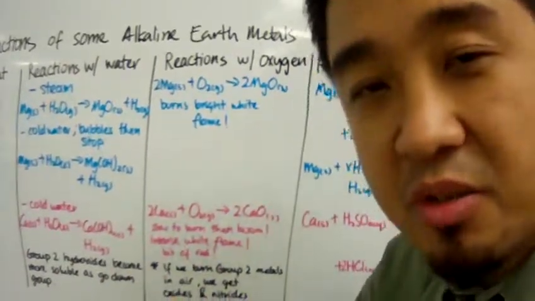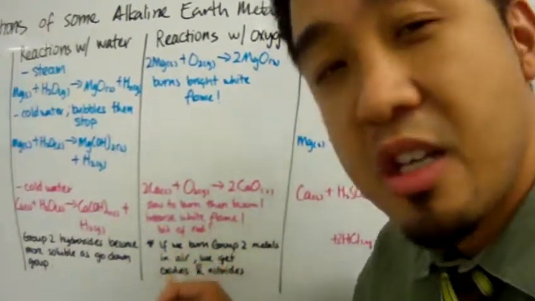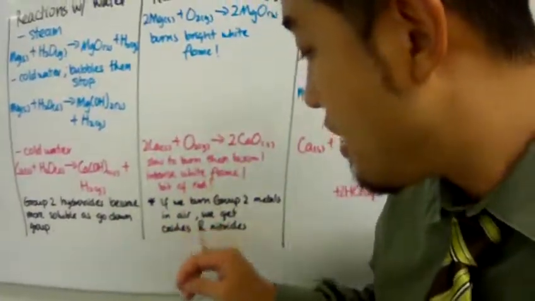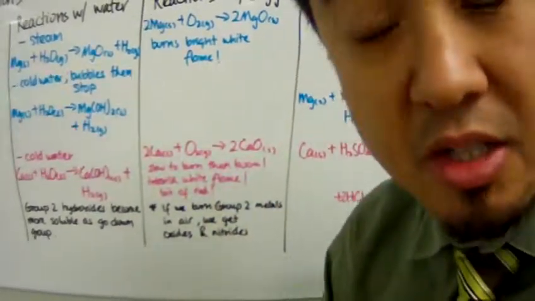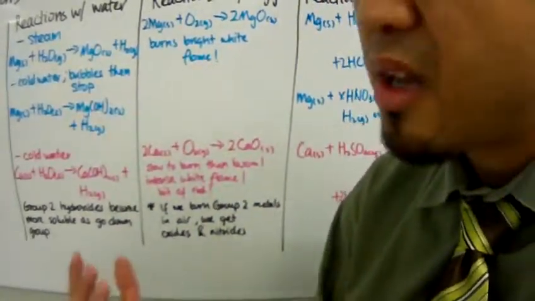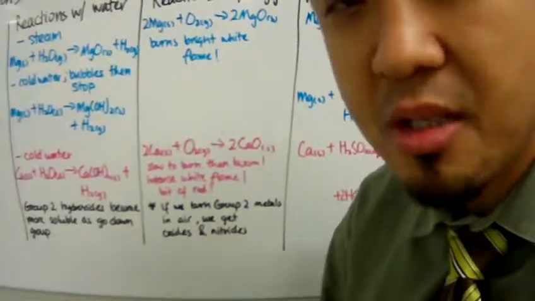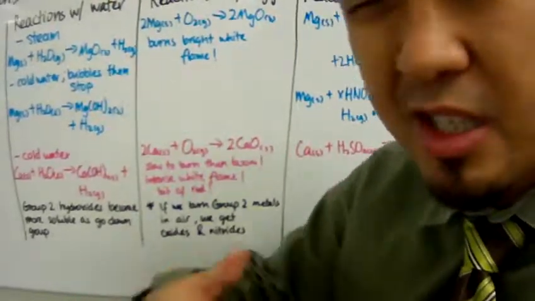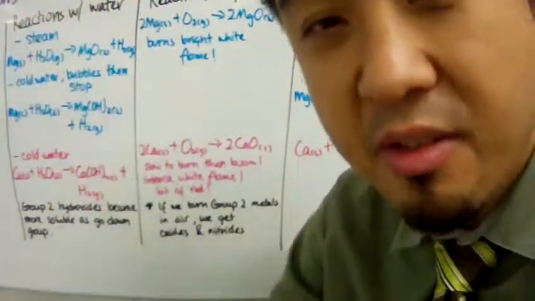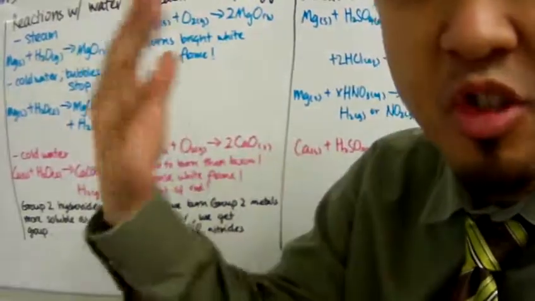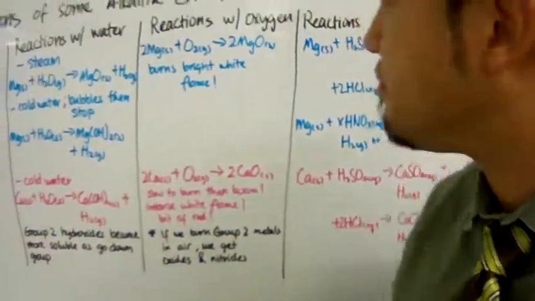An interesting note about burning group 2 metals in air is that we actually get the oxides as well as the nitrides. Because remember that air consists of 78% nitrogen, and so when you burn under an intense bright flame, it's going to break the triple bond in the nitrogen and you're going to get nitrides.